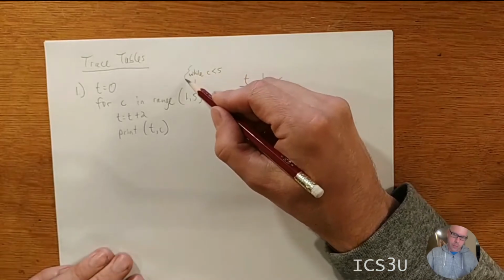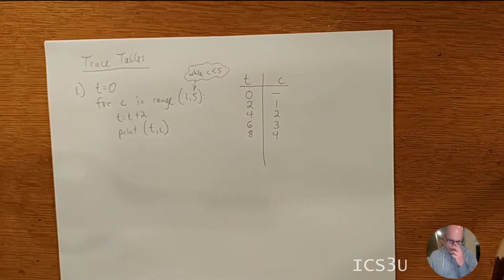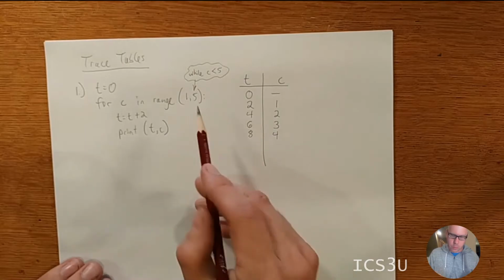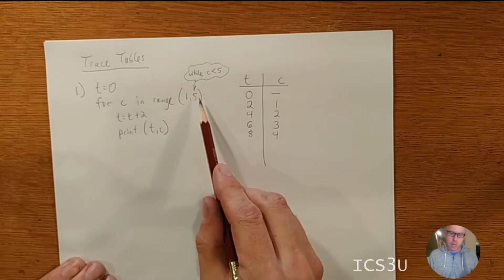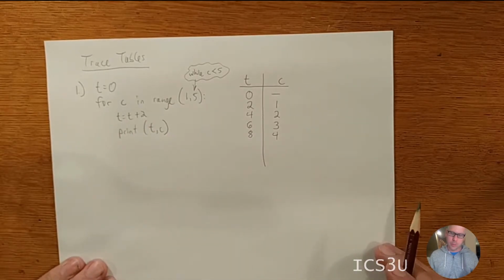So this is just kind of in a bubble. And that's how you can read that second value. So it starts off at 1, but as long as c is less than 5, it'll continue to loop. As soon as it reaches 5, it stops. It doesn't execute the body of the loop. So you can stop there.